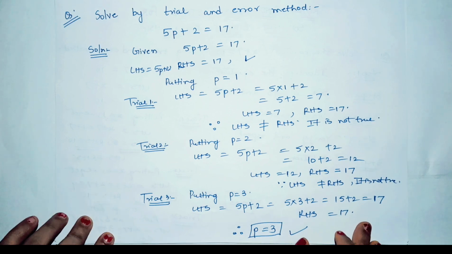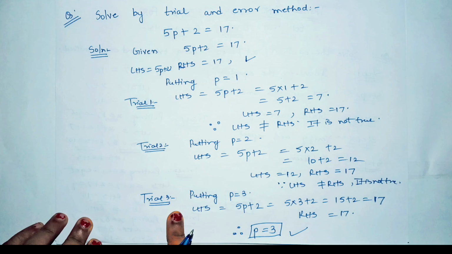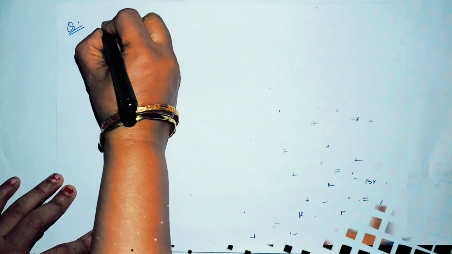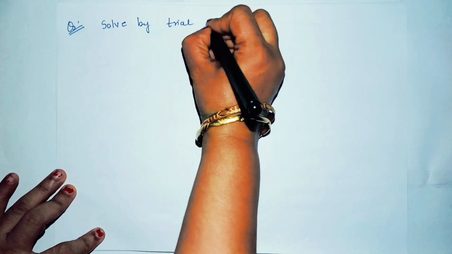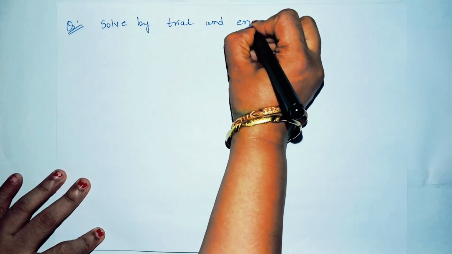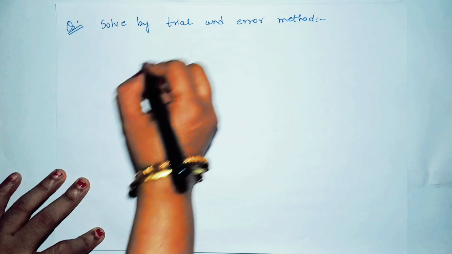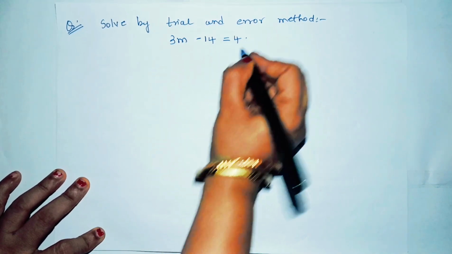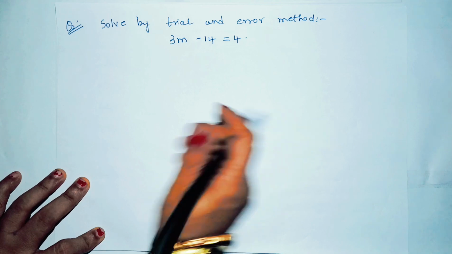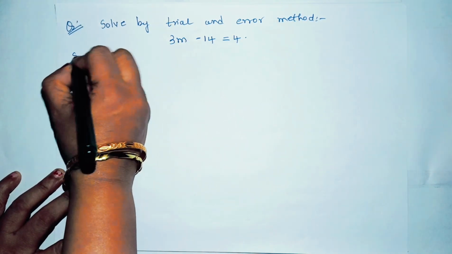I hope you understood. Next sum: trial 1, trial 2 and trial 3. Very, very important method. The question says solve by trial and error method. Solve the given equation by trial and error method. So try to solve with me so that you will get the correct answer. Recollect all those steps, step 1 to step 5.